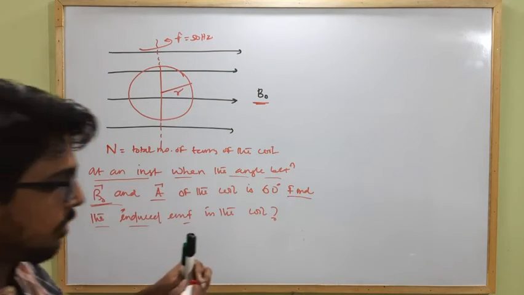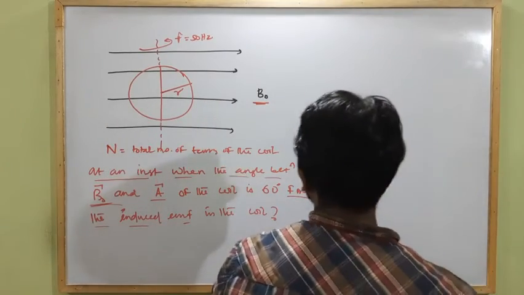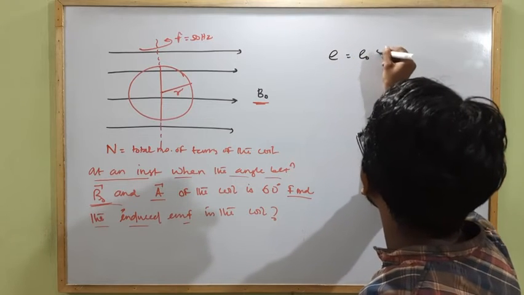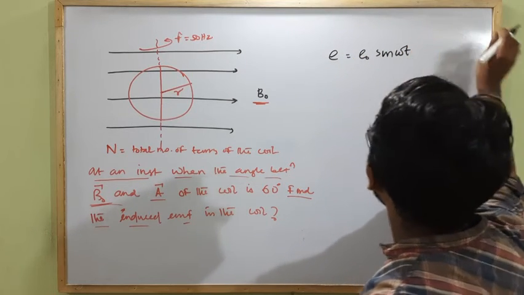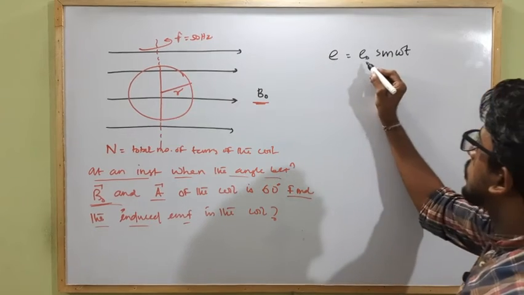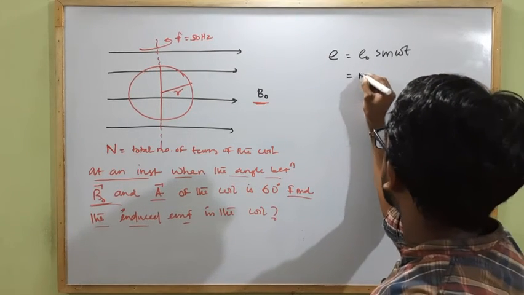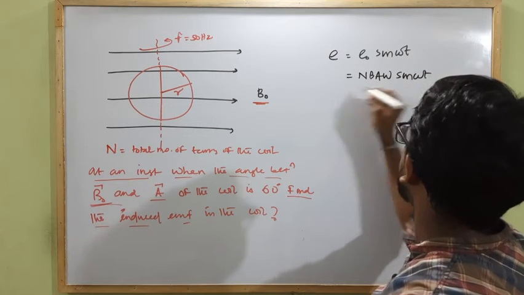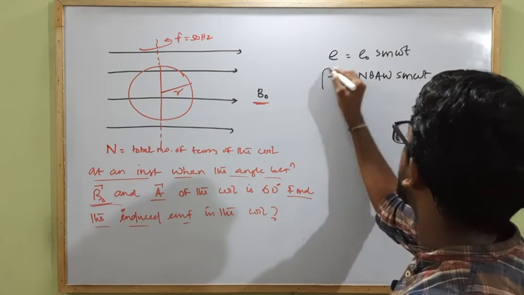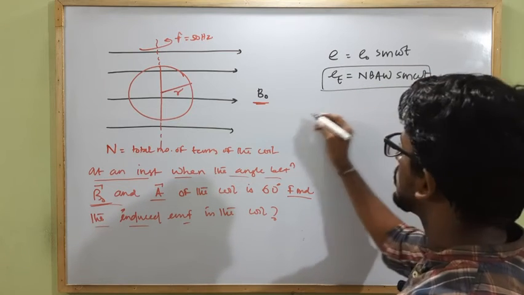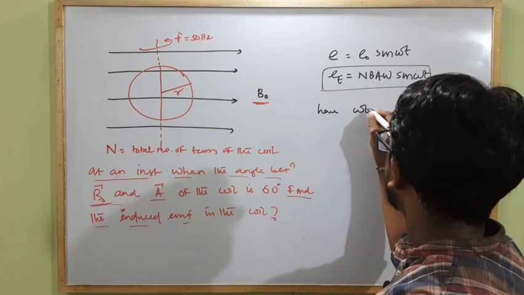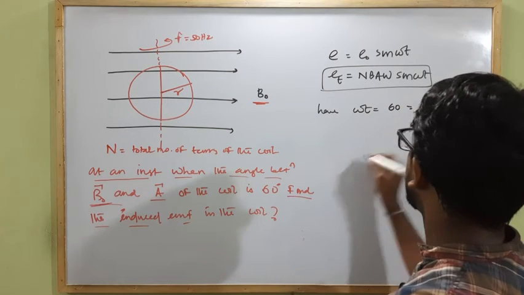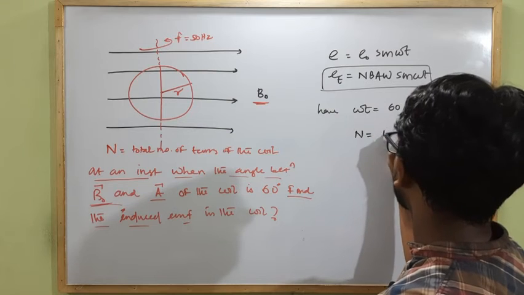So as we already discussed, when a coil is rotating in an external magnetic field, the value of induced EMF equals E naught sin omega t. Clear? So what is E naught? E naught here can be N B A omega, and sin omega t will be the instantaneous value of the induced EMF at any instant t. So here omega t will be given as how much? 60 degree, or this is pi by 3, and total number of turns is given as n.